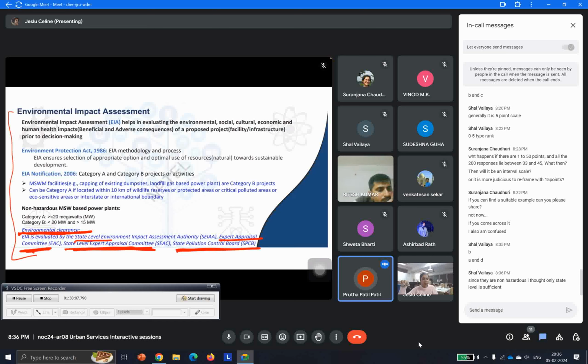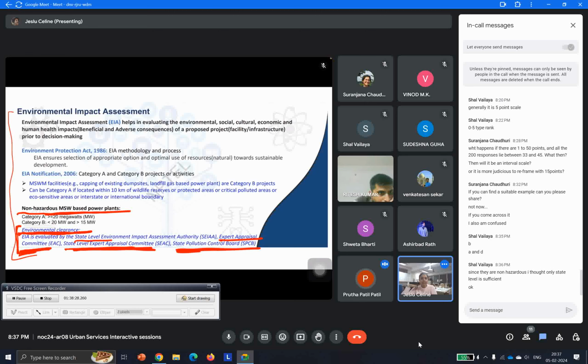Since they are non-hazardous, I thought only state level is sufficient. But we are talking about non-hazardous over here. To get environmental clearances for non-hazardous projects, we need to go through all these agencies. So it's important, right? So we are proceeding on to the next question.